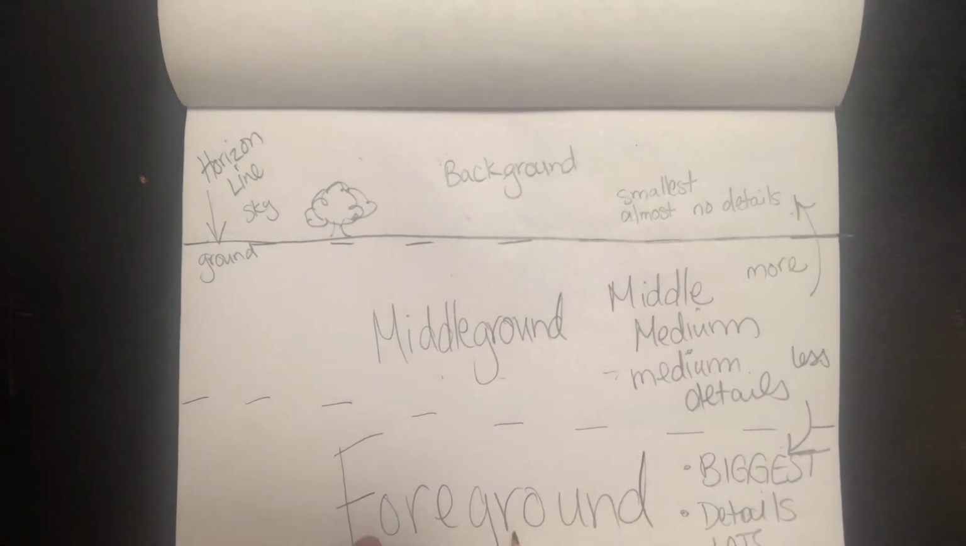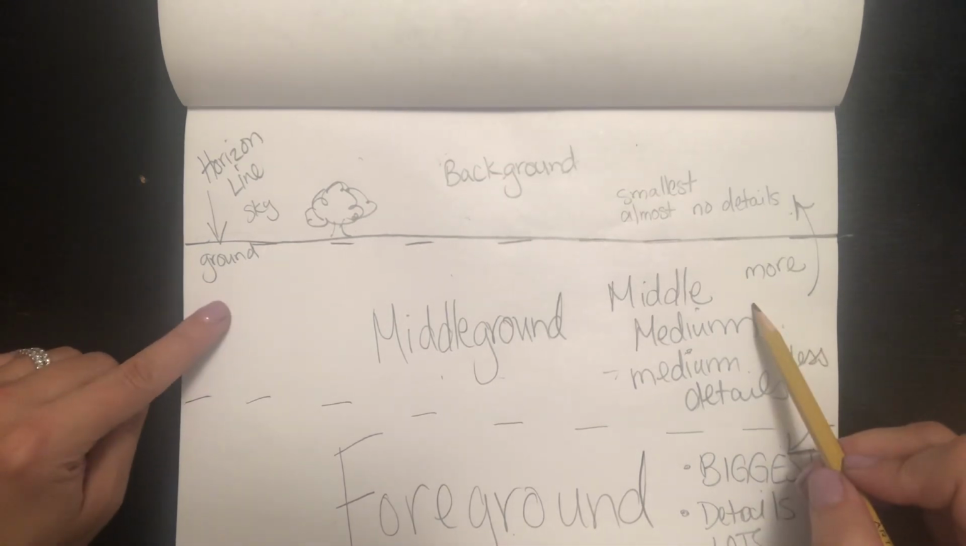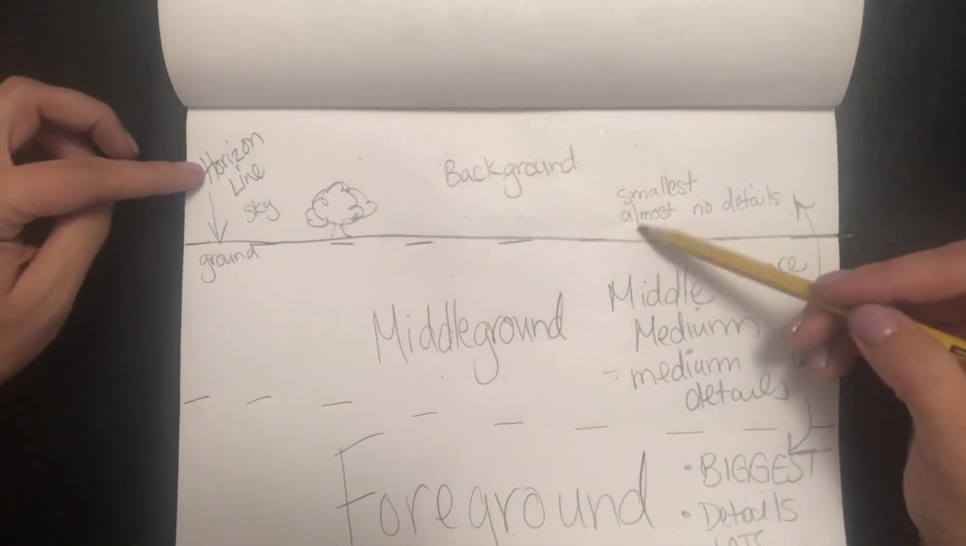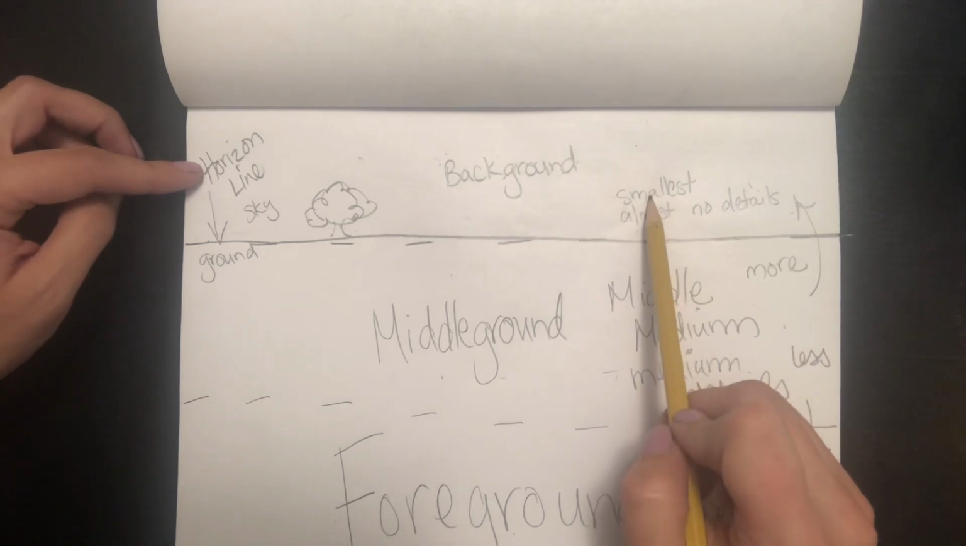So things in the foreground are the biggest, they have a lot of detail. Middle ground, medium size, medium amount of detail. The background is above the horizon line and things here are very small.